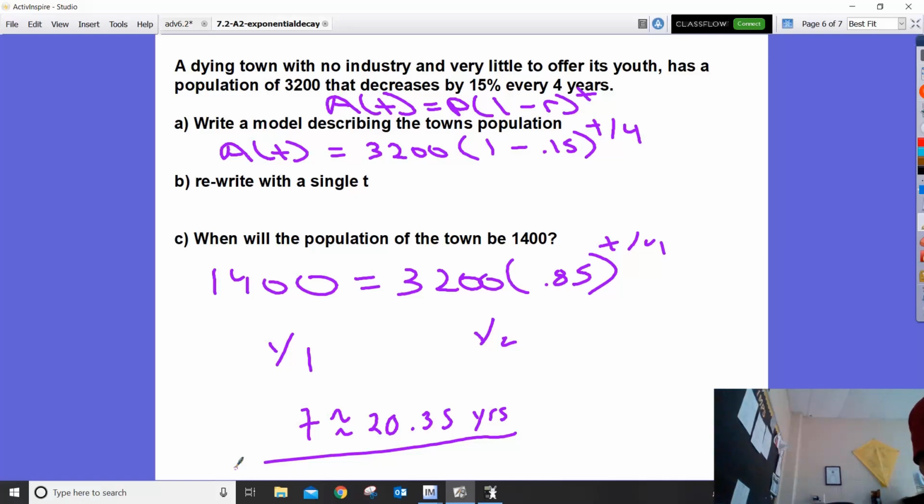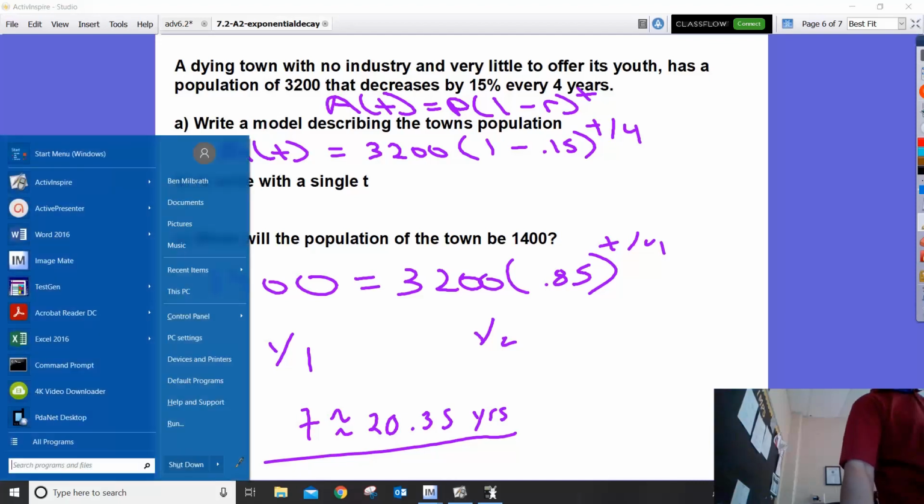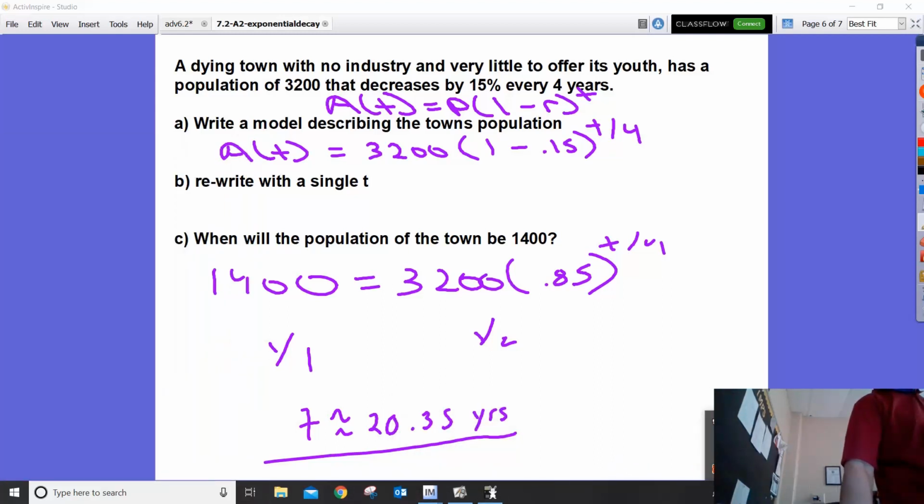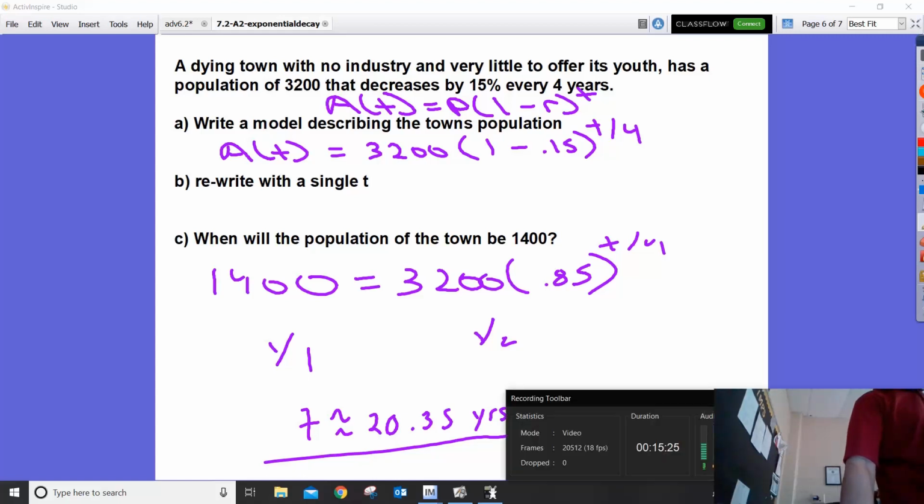If you need help with anything, they're here. There you go, kids. That is 7.2. It's not hard. Hard doesn't happen until we start talking about logarithms.